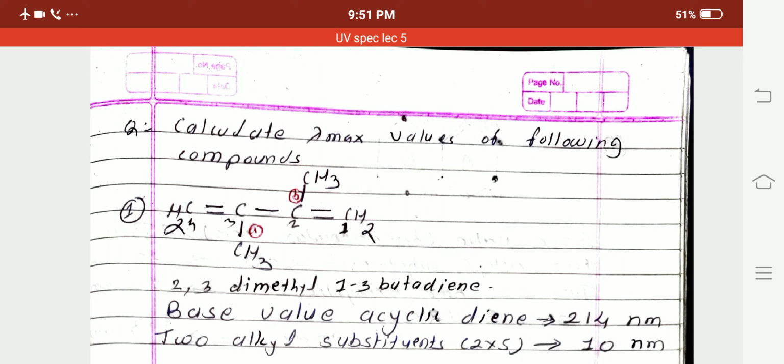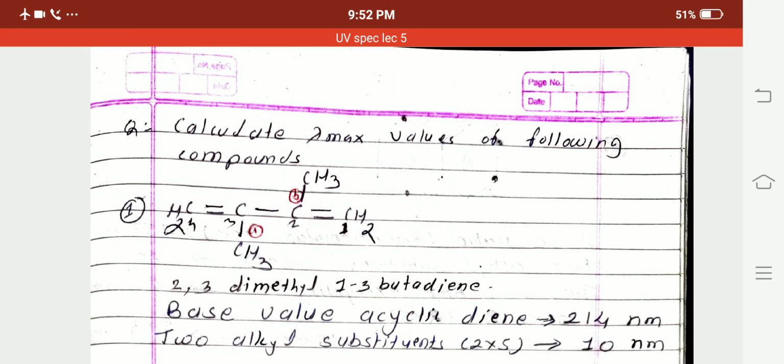In the last lecture we studied different types of dienes. There are 5 types of diene. First is the acyclic diene, second is the semicyclic diene, third is the homoannular diene, fourth is the heteroannular dienes. In this lecture I am explaining different types of examples of dienes and problems based on these dienes.